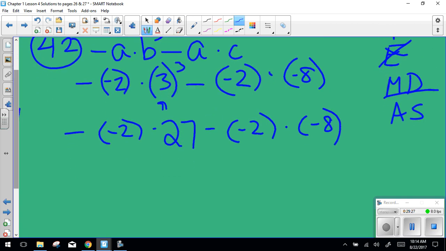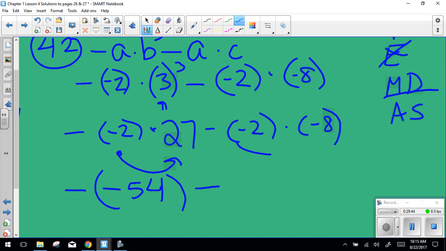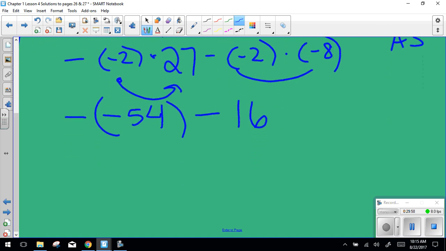Let's move this down a little. So -2 times 27, that is negative because the signs are different, 54. So the opposite of -54 minus, we're going to do those two, and 2 times 8, both have the same sign, so I get 16. Okay, now we're going to handle these signs. The opposite of a -54, it's 54 minus 16.